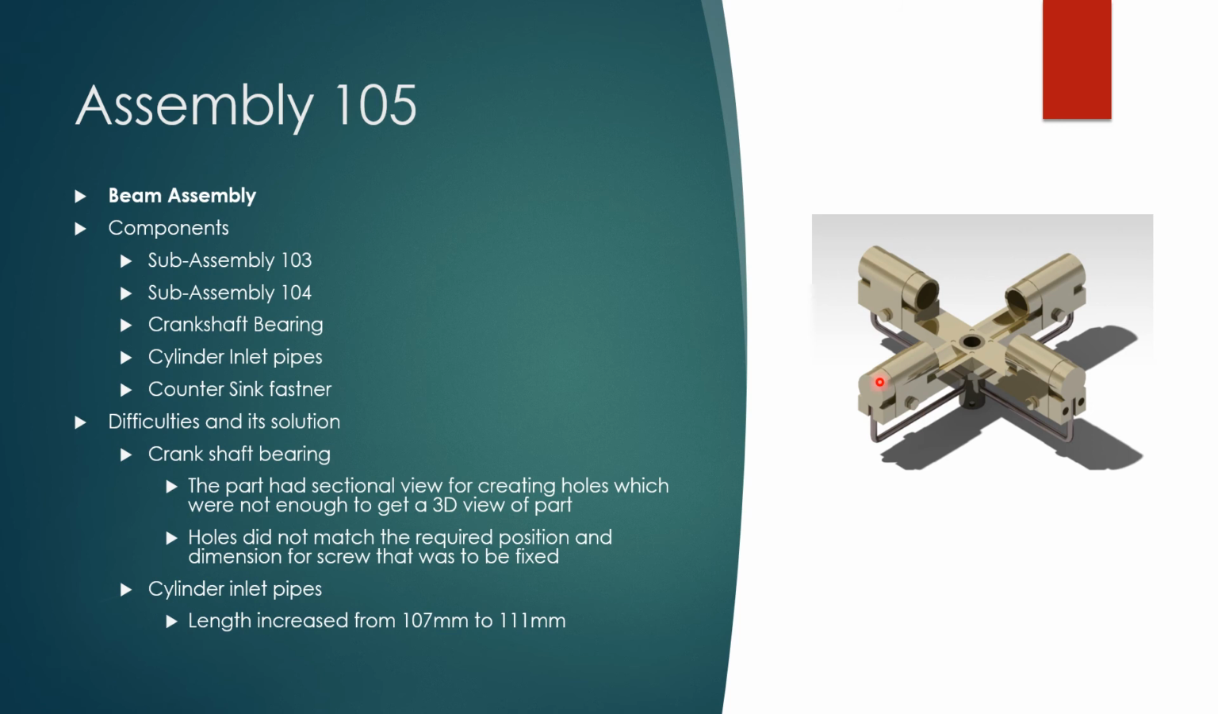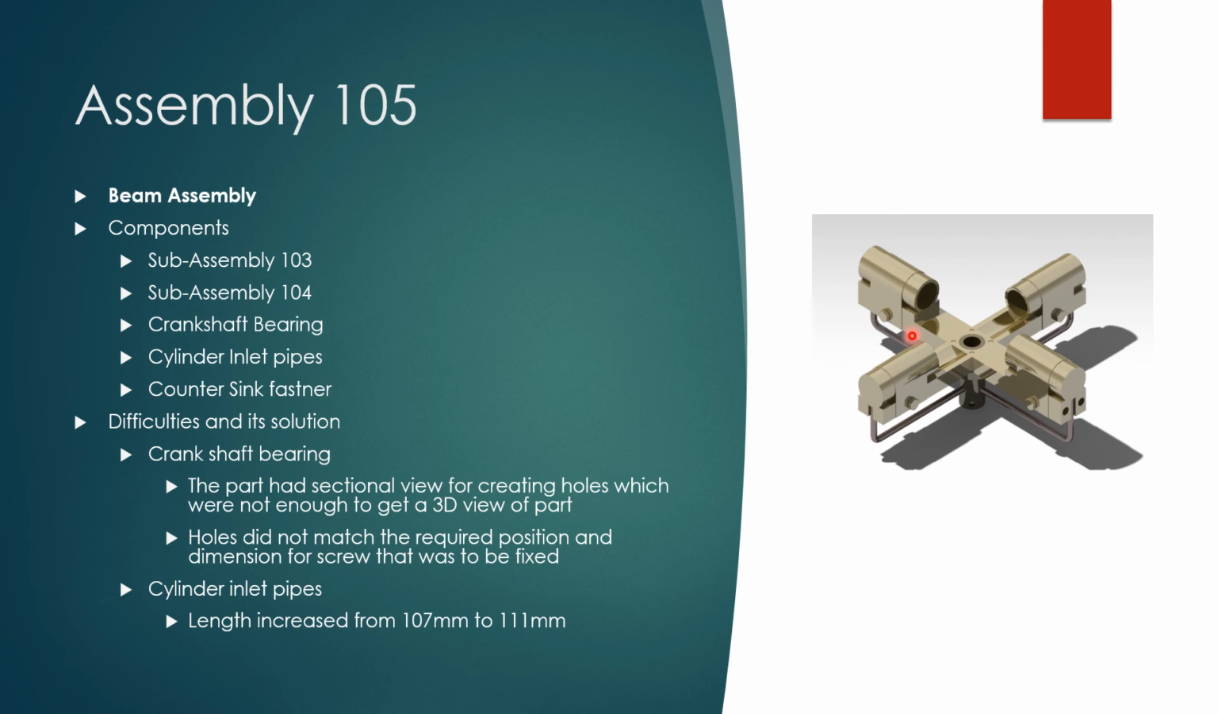Also, this is assembly 105. It's similar to the previous assembly. It just has the components of subassembly 103, 104, the crankshaft bearing, the cylinder inlets, and the countersink fasteners. It's important to note that the countersink fasteners had to be modified in order to fit. If we did not modify the countersink screws, they would have collided with the main part of the crankshaft bearing, so that was a minor problem we had to fix when we were assembling.